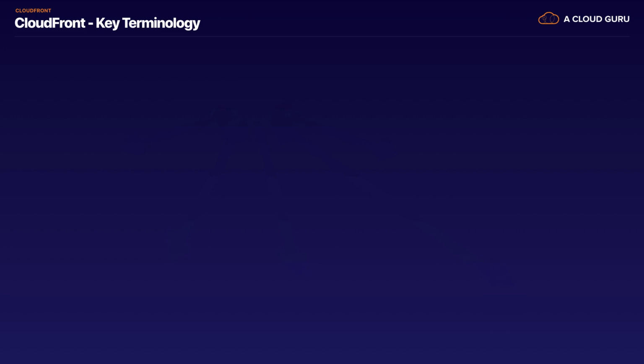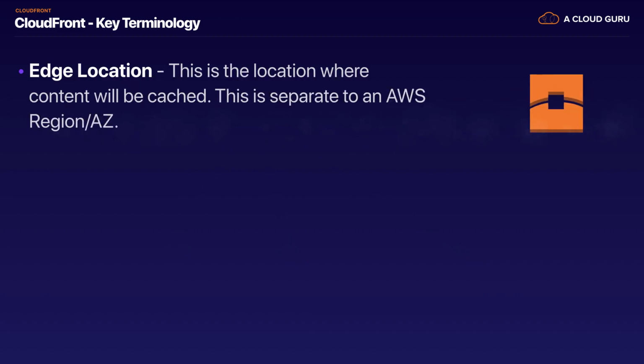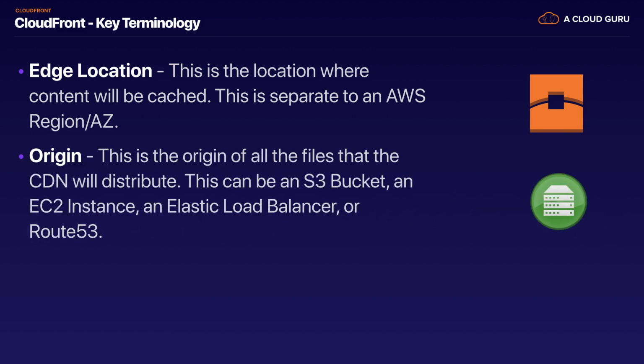So before we explore what CloudFront is and how it works, we need to understand some key terminology. I'm going to start with edge location. I'm sure you know what an edge location is by now, but let's just explain it. This is basically a location where content is going to be cached, and this is separate to an AWS region or availability zone. An origin is the origin of all the files that the CDN will distribute. This could be an S3 bucket, an EC2 instance, an elastic load balancer, or even Route 53.